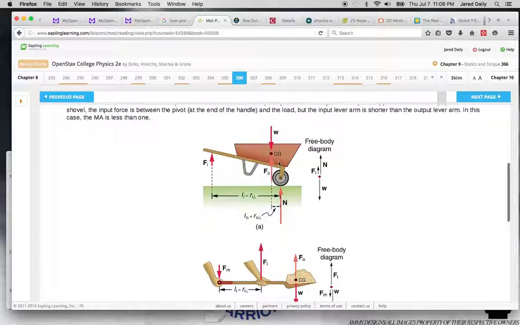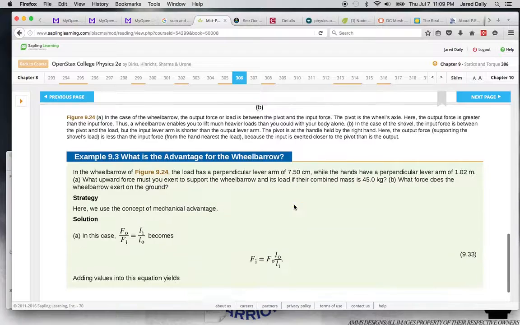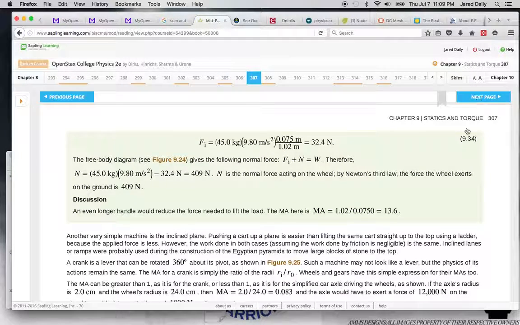You have the same thing with a wheelbarrow, where your rotation is right here at the wheel. Your center of gravity is pretty close to the wheel, and then your handle is way out here far away from the wheel. So you have a longer distance out to where you apply this small force to lift this big weight here with this big force that's closer. Same thing with a shovel. And here they calculate the mechanical advantage for the wheelbarrow, just using distances.